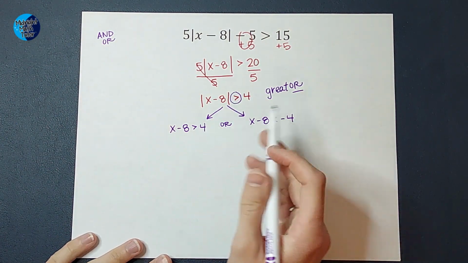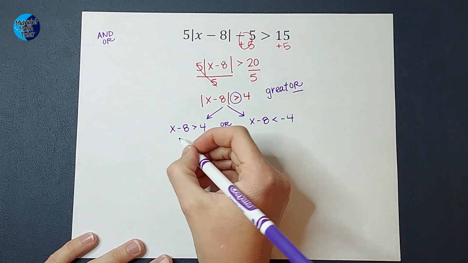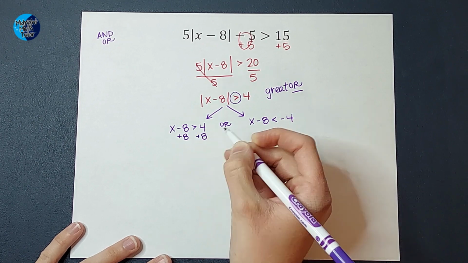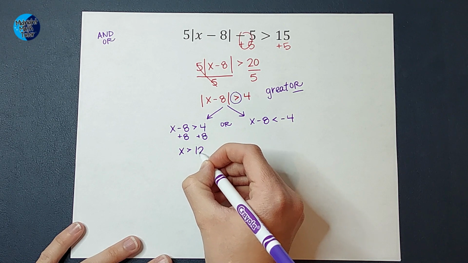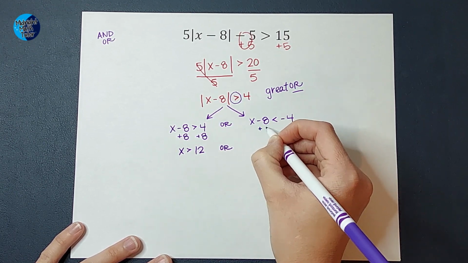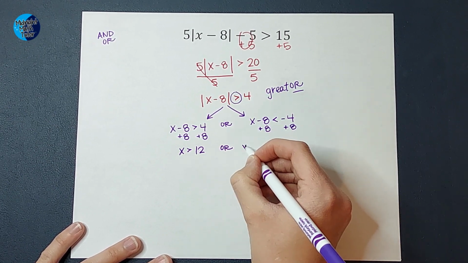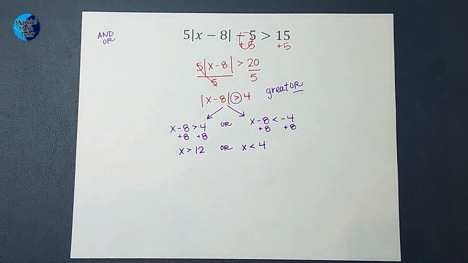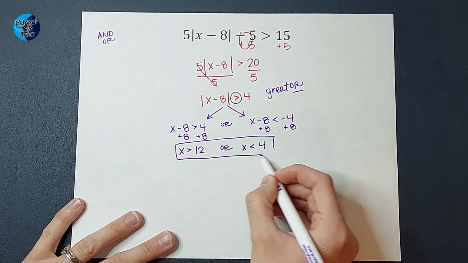But let's go ahead now that we know it's an or inequality, and get the x's alone on both of these, okay? So I'm going to add 8 to both sides here. So I end up with x is greater than 12, or I'm going to add 8 to both sides here, and I get x is less than -4 plus 8 would give me 4, okay? So those are my 2 answers.